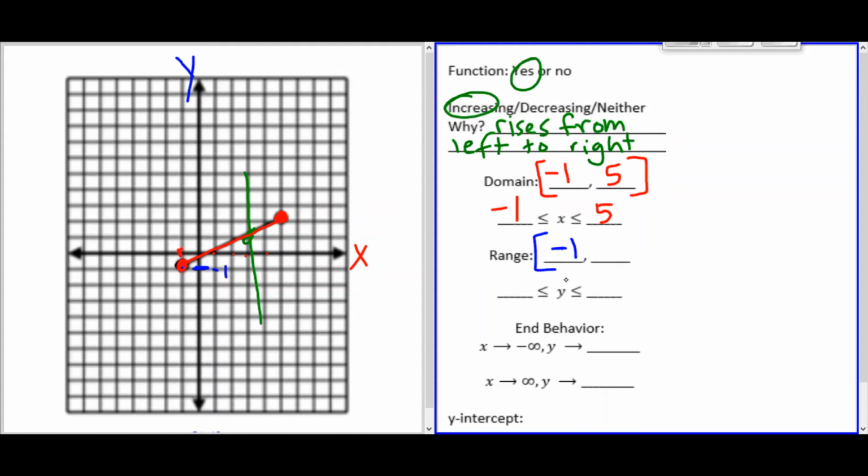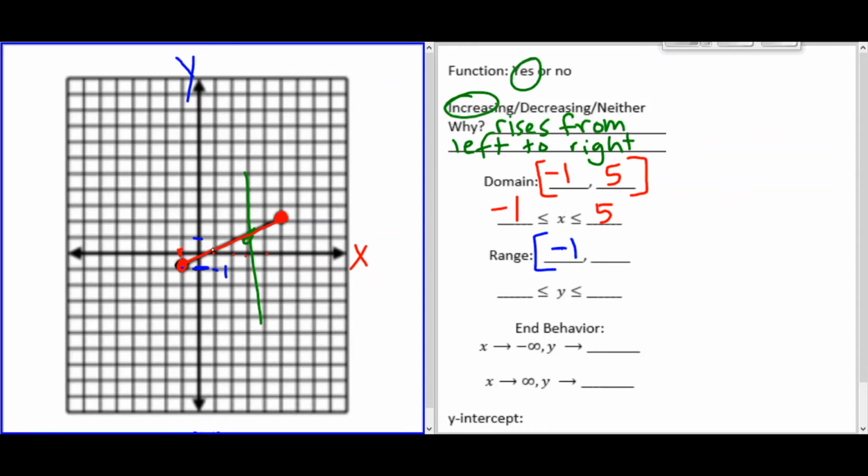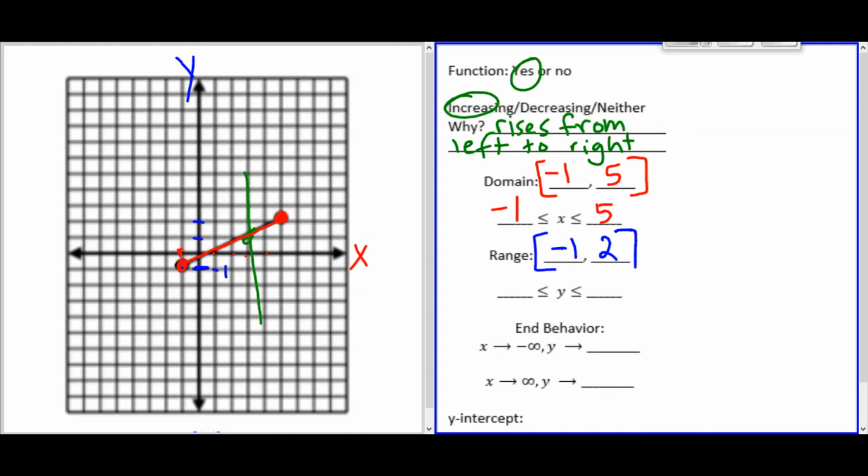Now the range, how high up does the graph go? So the graph goes as high up as 1, 2. So on the y-axis, it goes as high up as 2. And then it needs a bracket because it's a closed circle. So that's interval notation. If I want to use an inequality to represent the range, it would be y is bigger than or equal to -1, and y is less than or equal to 2.